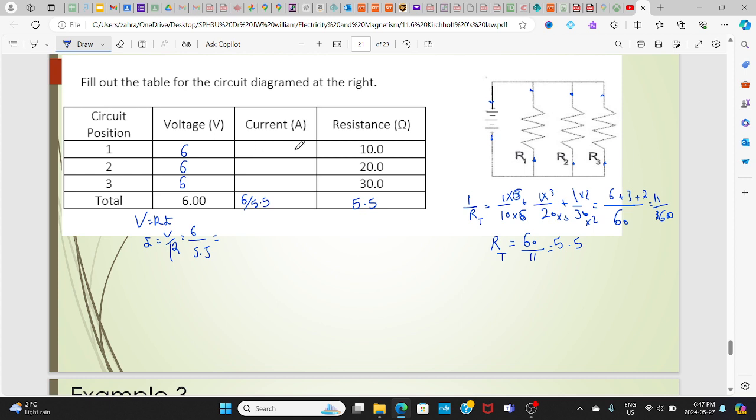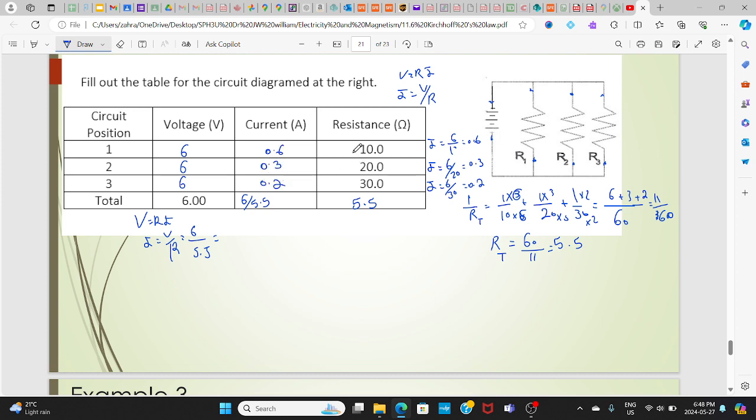Now I need to find the current here. So again, V is equal to Ri. I'm looking for current, V over R. I is going to be V, which is 6, over 10. It's going to be 0.6. Here I is going to be 6 over 20, which is 0.3. And I is 6 over 30, 0.2. So 0.6, 0.3, and 0.2.